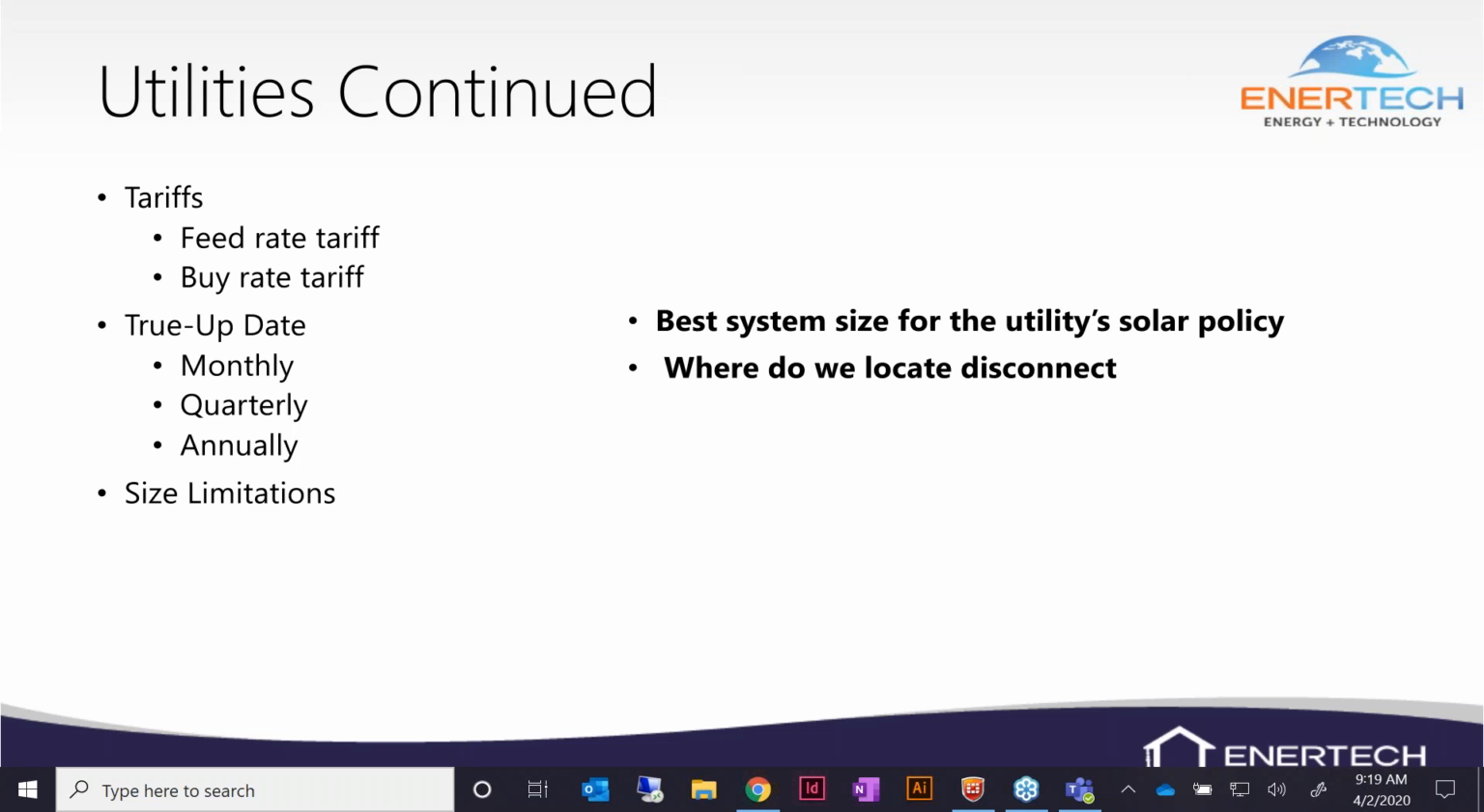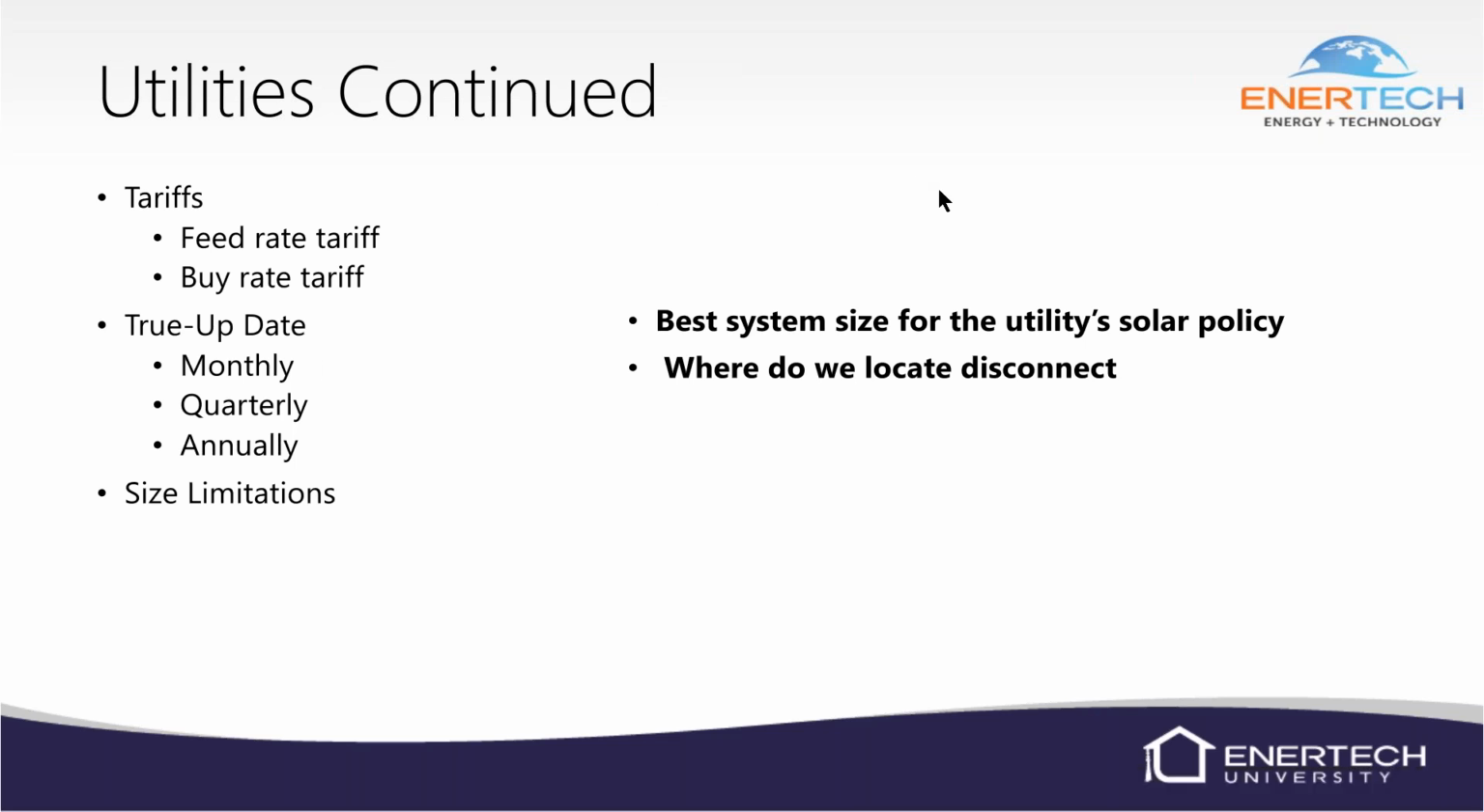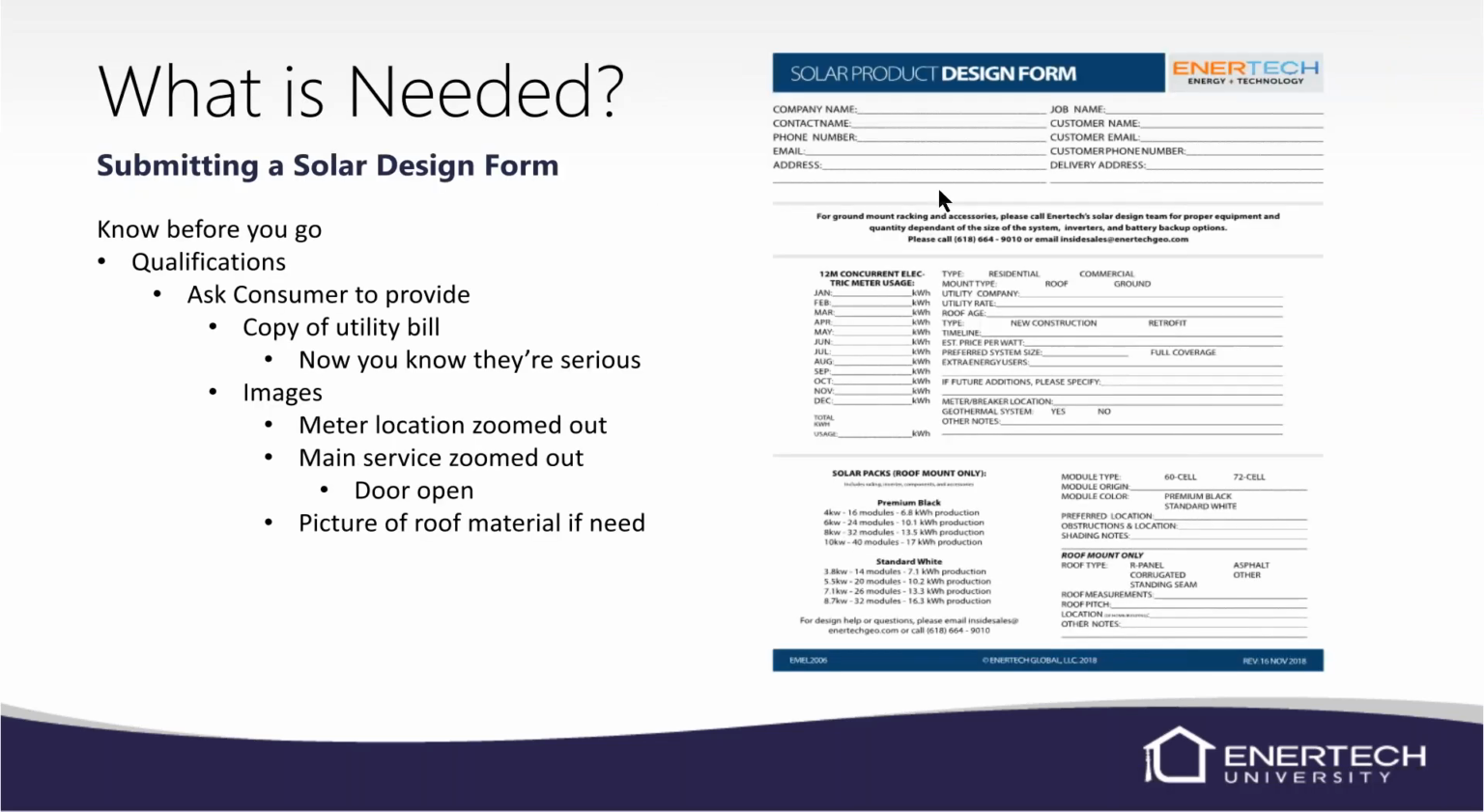All right, thanks, Kyle. So basically what's needed on the solar design form that's on our website. Obviously qualifications, make sure you're always getting the customer's utility bill. Once you get that utility bill, it'll show you that they are interested or serious about going forward with the solar. You hate to put all that work in and they say, well, we just wanted to see what it was going to cost. So you wasted all that time. So you get the copy of the utility bill, you're going to know that they're serious.